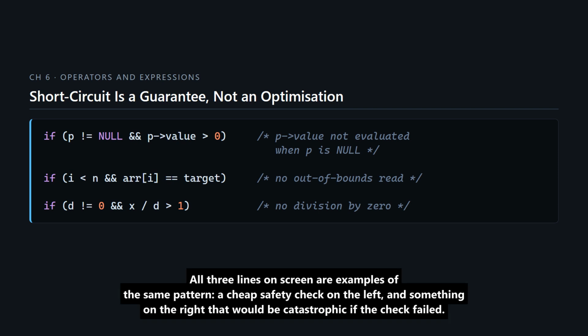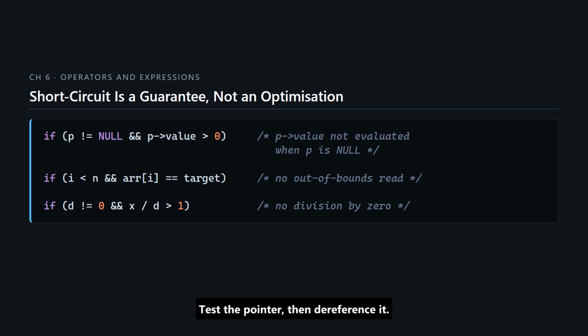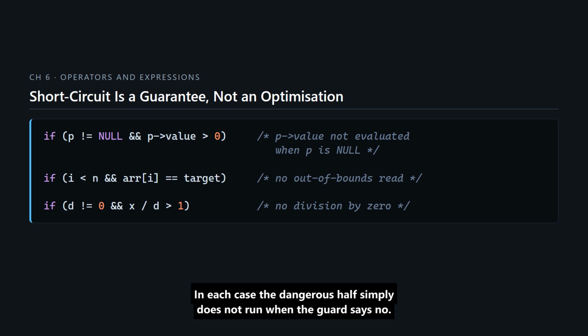All three lines on screen are examples of the same pattern, a cheap safety check on the left, and something on the right that would be catastrophic if the check failed. Test the pointer, then dereference it. Test the index, then subscript the array. Test the divisor, then divide. In each case, the dangerous half simply does not run when the guard says no.